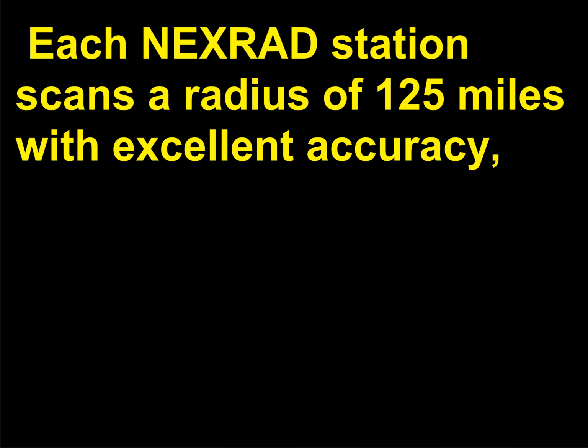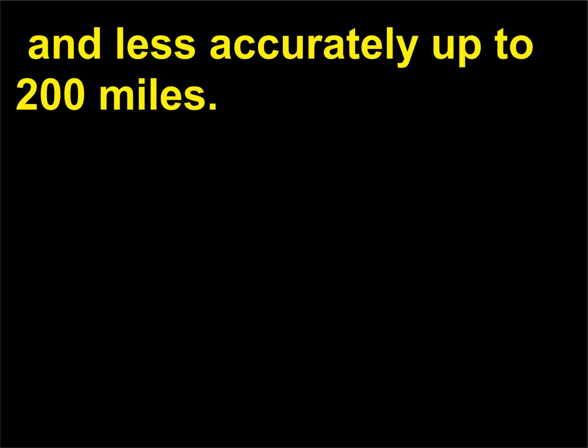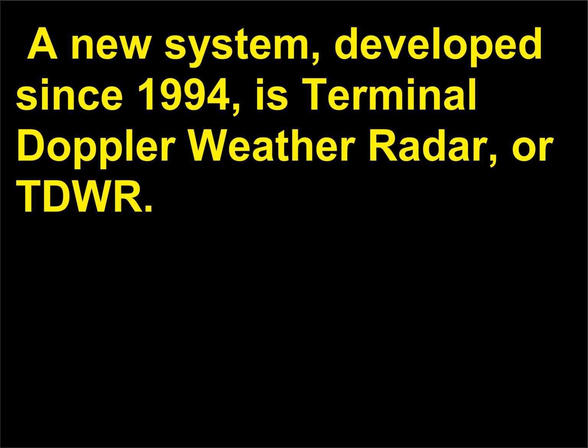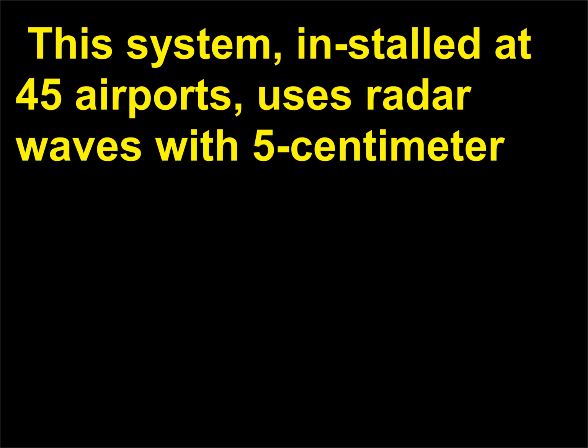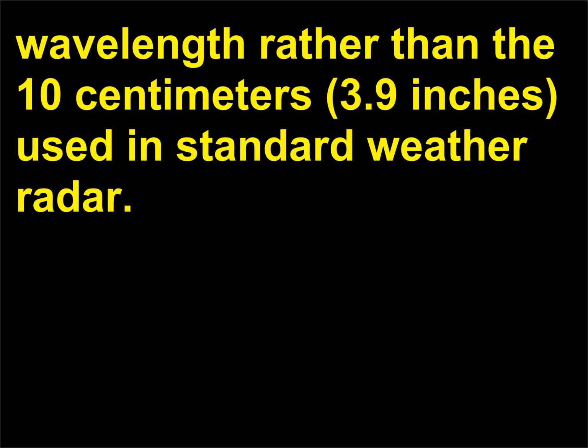Each Nexrad station scans a radius of 125 miles with excellent accuracy, and less accurately up to 200 miles. A new system, developed since 1994, is Terminal Doppler Weather Radar, or TDWR. This system, installed at 45 airports, uses radar waves with 5-centimeter wavelength rather than the 10 centimeters, 3.9 inches, used in standard weather radar.